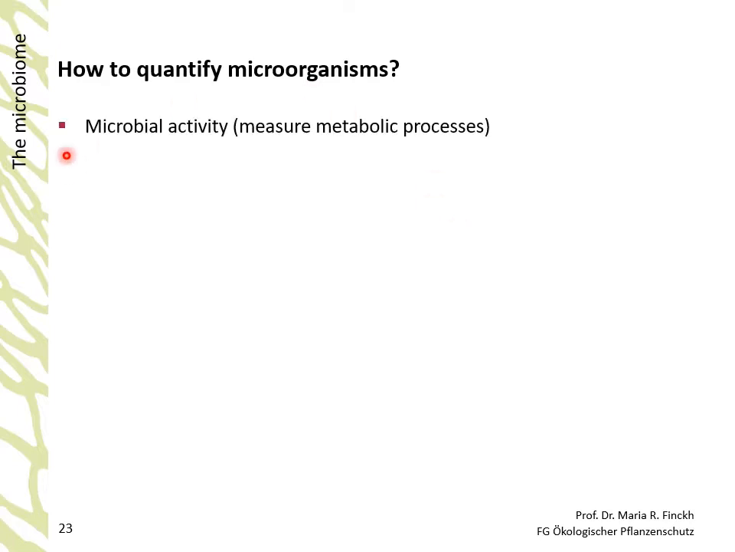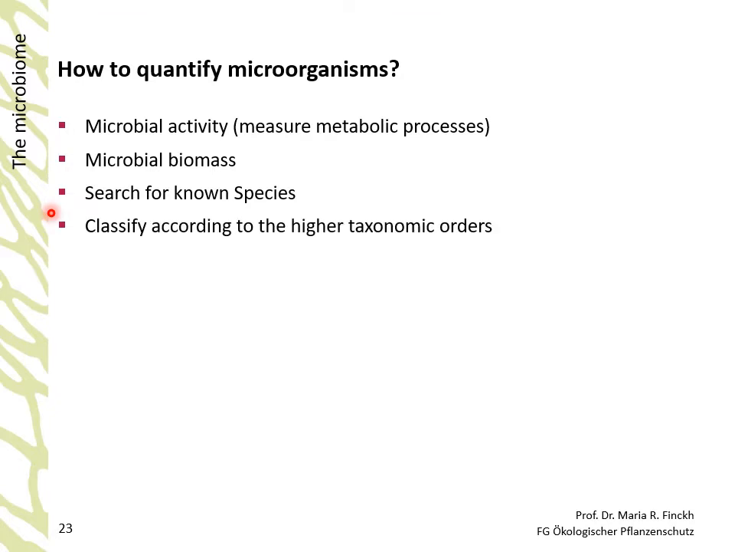For example, one thing that has been done for a long time is to measure the microbial activity. So we measure metabolic processes, how much CO2 is created, how much O2 is used, how much whatever is being metabolized. Then microbial biomass can be looked at. There we can then calculate, okay, if there's so much biomass, we can, on average, say there are so many single microbes around. Or we can search for known species, so at least we get an idea. We can classify according to the higher taxonomic orders, as I just described.